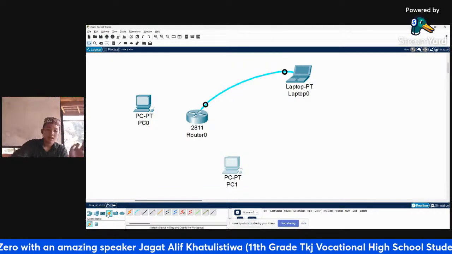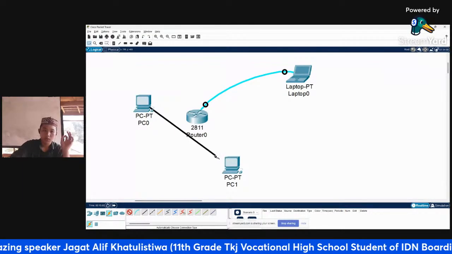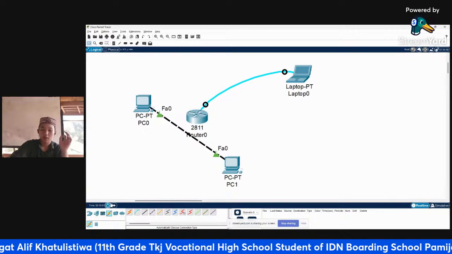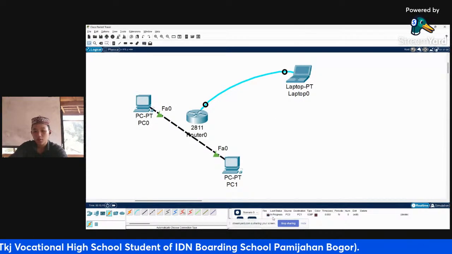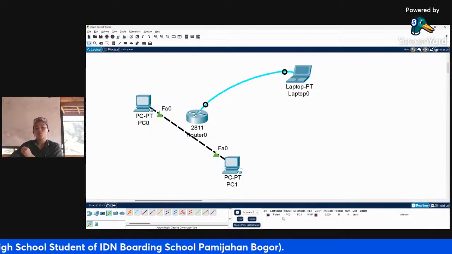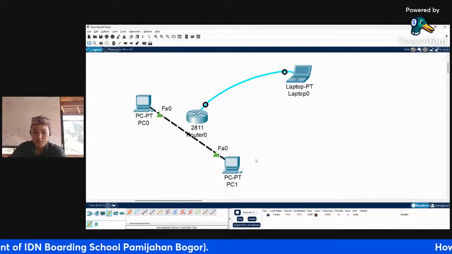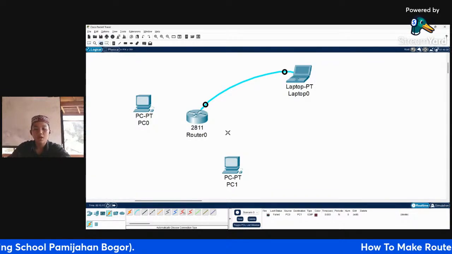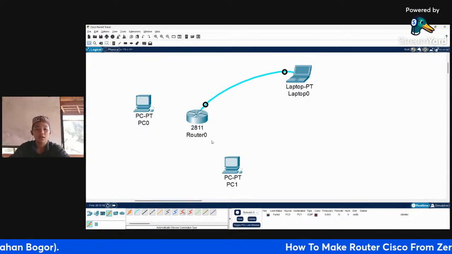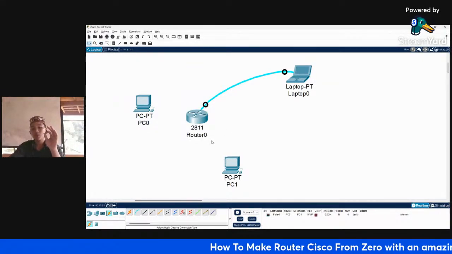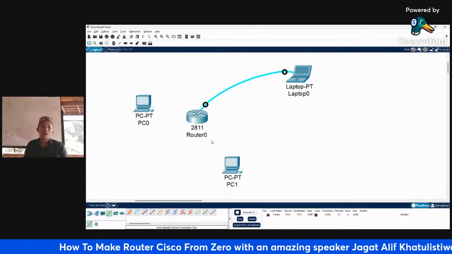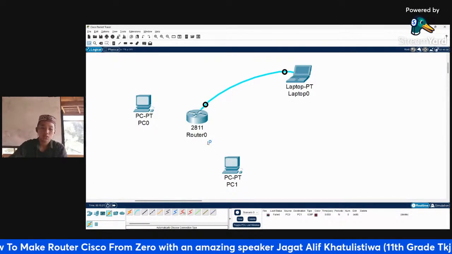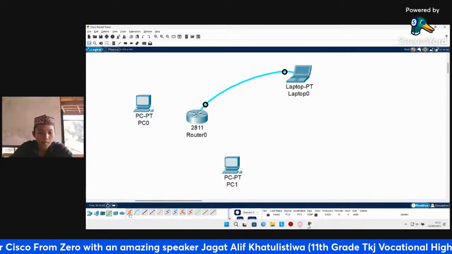I want to make an interconnection between them. The cable is green, but when I ping from this PC to the other, the ping fails. Why? Because the networks are different. So I must have something, some media, that lets these two networks interconnect.